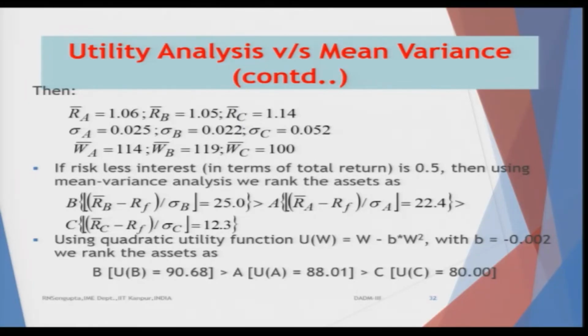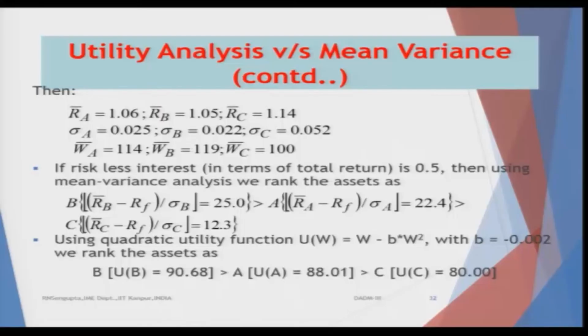Now, if the risk-free interest in terms of the total returns is 0.5, then using the mean variance theorem we will rank them. The ranking would be based on the standard normal deviate. So, it will be R A minus R F divided by sigma A for the first case. Similarly, for the second case it would be R B minus R F divided by sigma B, and the third case would be R C minus R F divided by sigma C.